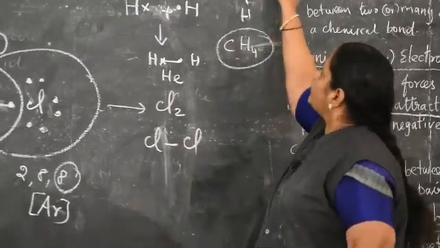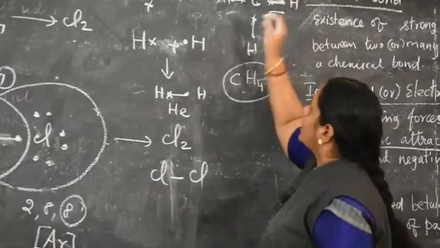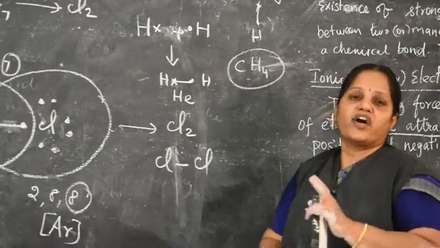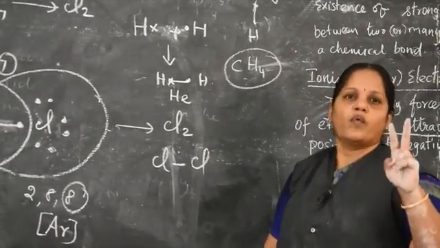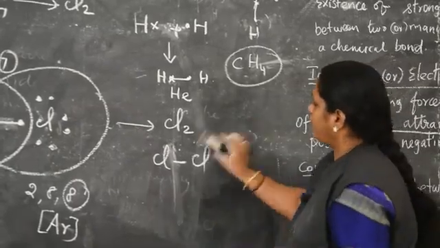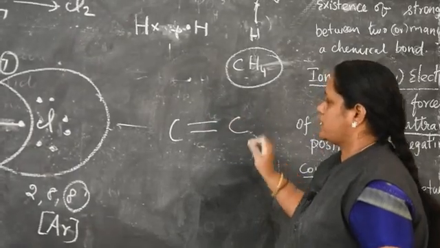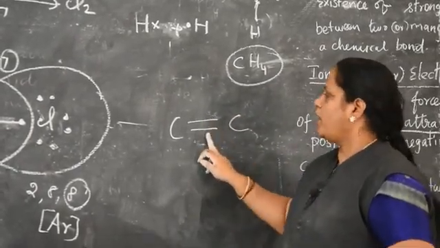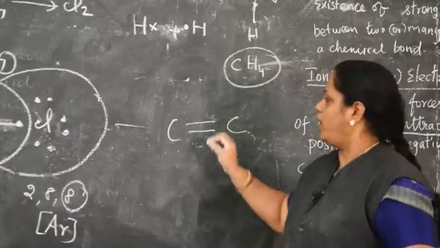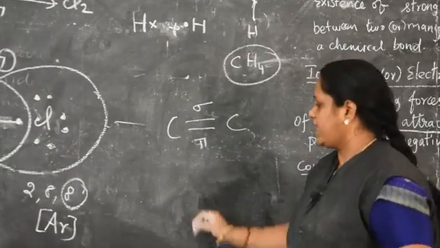So between two atoms, a single bond is otherwise called a sigma bond. It is a strong bond. Covalent bonds are further classified into two types. One is sigma bond, another one is called pi bond. Between carbon-carbon, a double bond or triple bond is also present. Like this, if a double bond is present, one is a sigma bond, another one is a pi bond. Sigma bond and pi bond I will discuss in the next class.